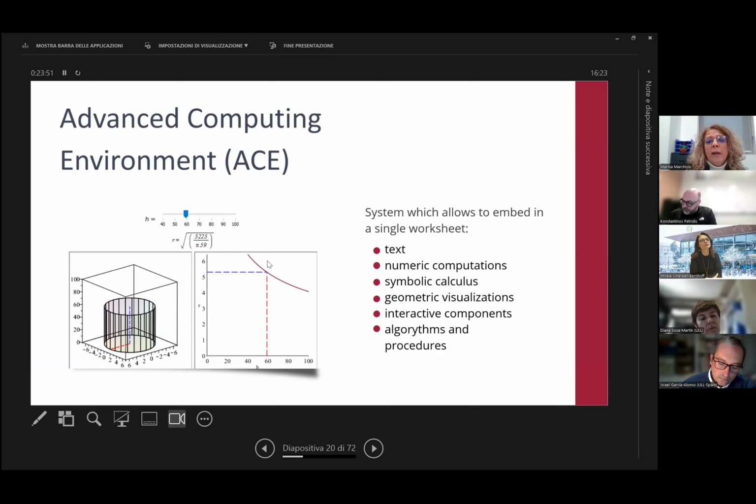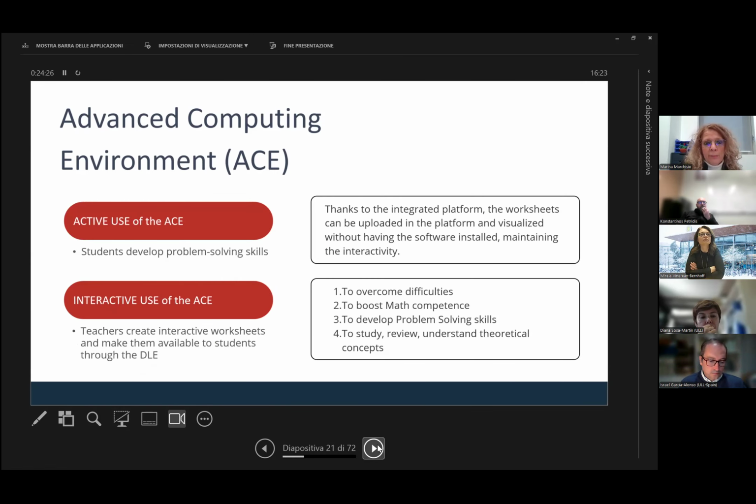An advanced computing environment, for instance, here in Torino, we use Maple, but there are also other advanced computing environments like Mathematica or others. It is a system which allows you to embed in an interactive worksheet text, numbers, symbols. You can do geometric visualizations. You can build interactive components. You can have algorithms and procedures very useful in order to learn mathematics, because it's possible to have an active use of this advanced computing environment, because students can use it in order to develop problem solving skills, as we will see later.